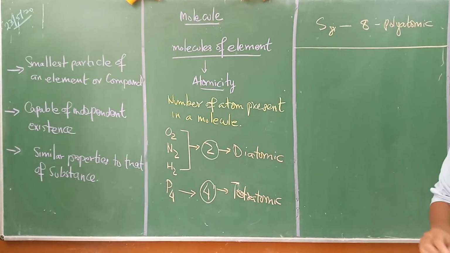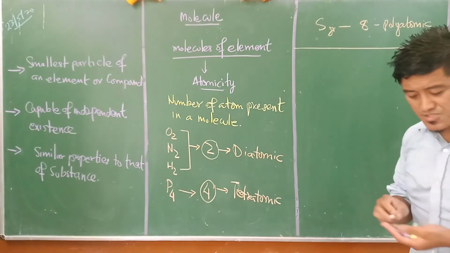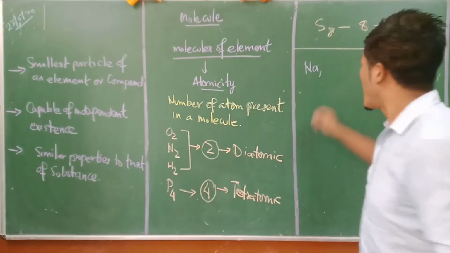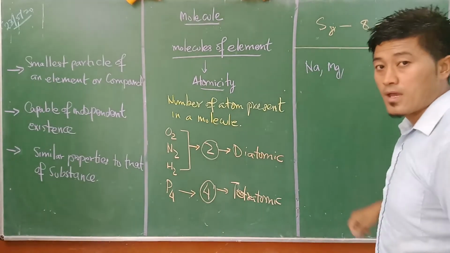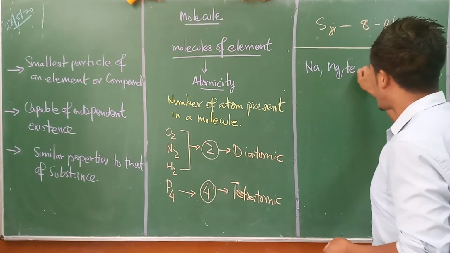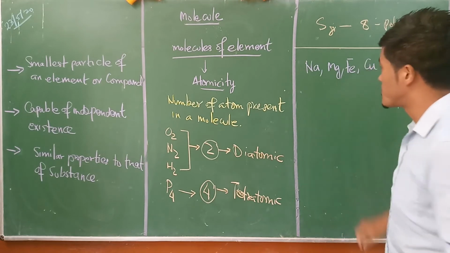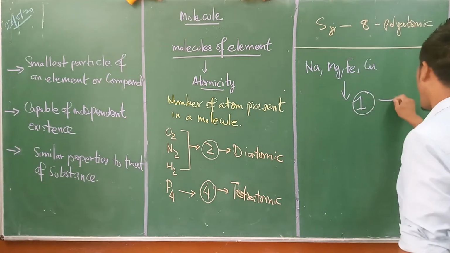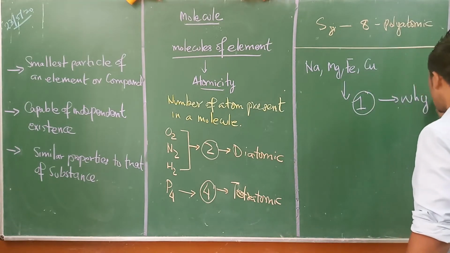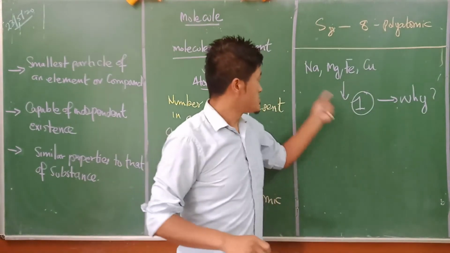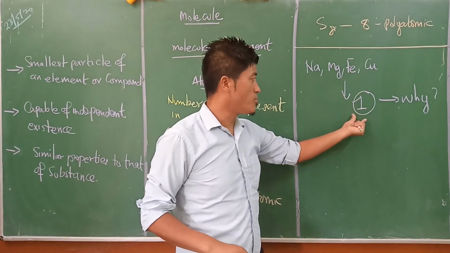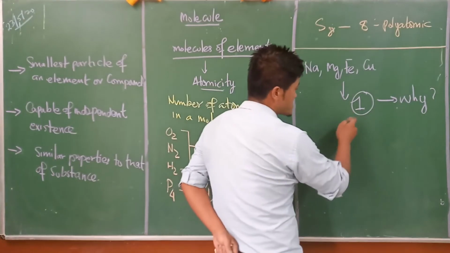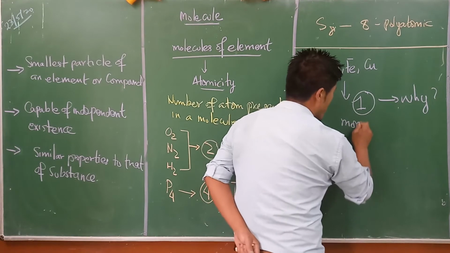But I would like to talk about some exceptions here. For example, in the case of sodium, magnesium, iron, and copper, Cu, all of these have an atomicity of 1. Why? That is the question here. Sodium, magnesium, iron, and copper are normally regarded as having an atomicity of 1. And normally, an atomicity of one is what we call monoatomic.